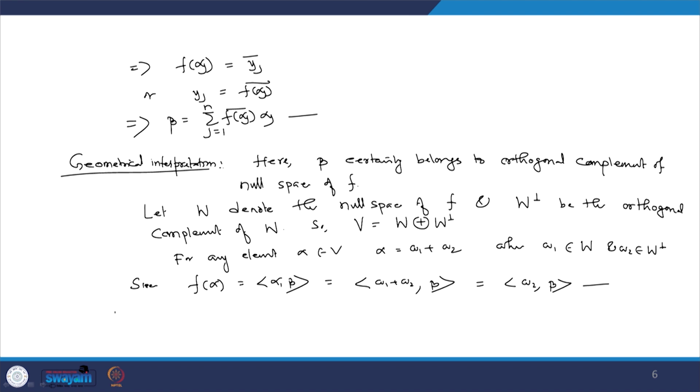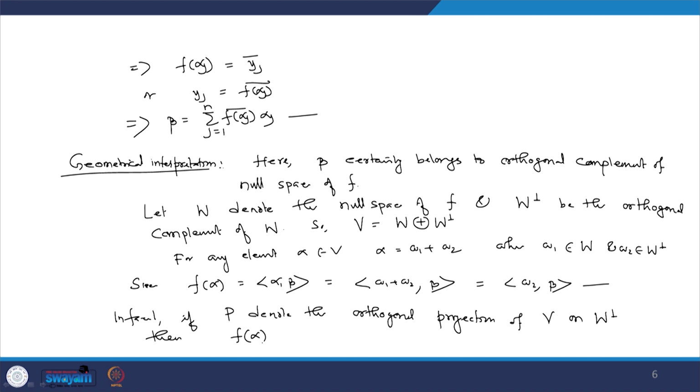So, in fact, if P denotes the orthogonal projection of V on W complement, the orthogonal complement of W, then I can say f of alpha is equal to f of P alpha. So, what is P alpha?